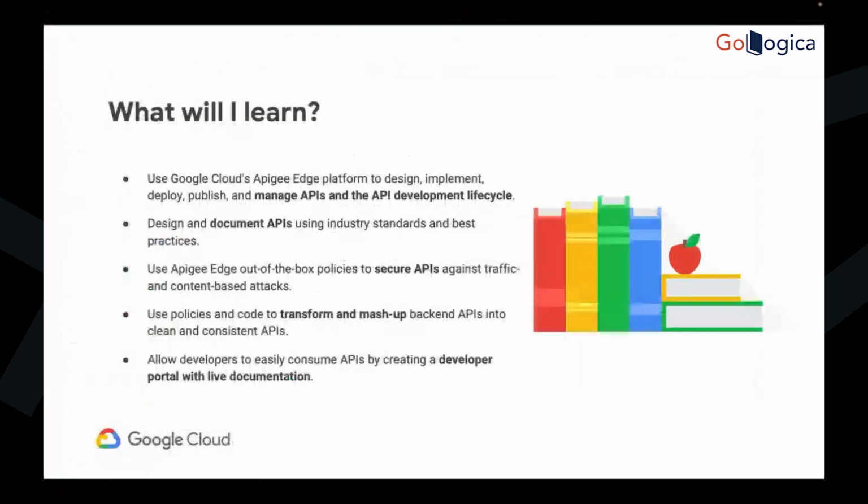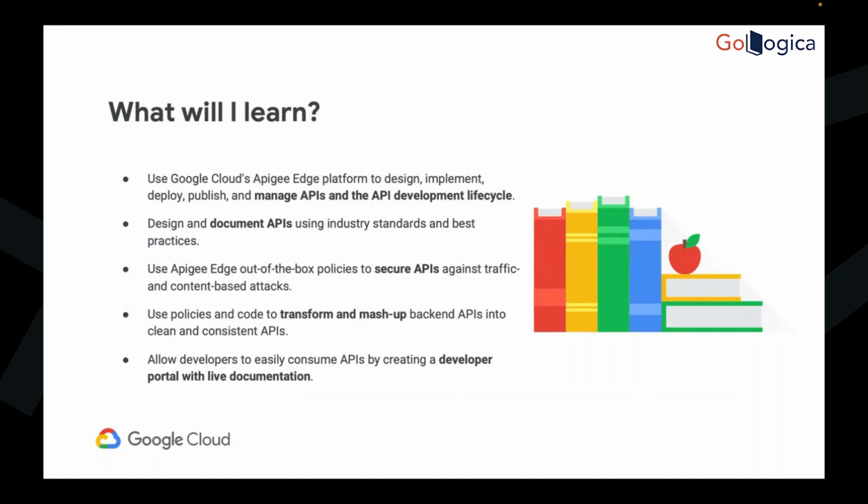Start with the overview. We are going to use the Google Apigee Edge platform to design, implement, deploy, publish, and manage APIs and the API lifecycle. So we'll study the whole end-to-end API lifecycle management, and we will design and document APIs using industry standards and best practices. For API design and documentation, we use OpenAPI specs or Swagger. We will not study them in depth, but at least in the context of Apigee, we will cover OpenAPI specs and Swagger as well, and we will even use an OpenAPI spec for our labs and practicals.